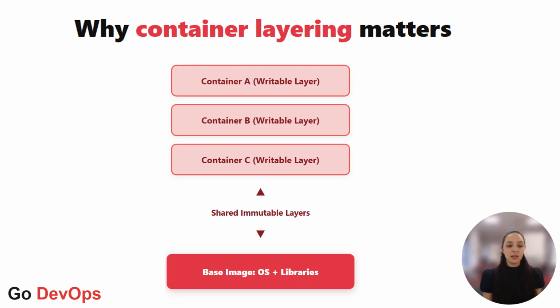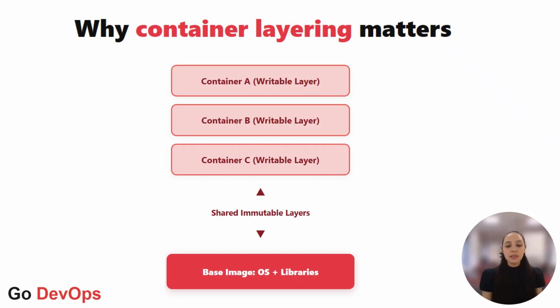Each layer in a container image isn't just a piece of a file system, it's really a reusable building block. And when you create new images or spin up multiple containers, the system doesn't need to rebuild or re-download everything. It simply reuses existing layers that are already stored locally or in a registry. And that's what you're seeing in this diagram. We have multiple containers. They all share the base image layers, while they keep their own small writable layer for runtime changes.